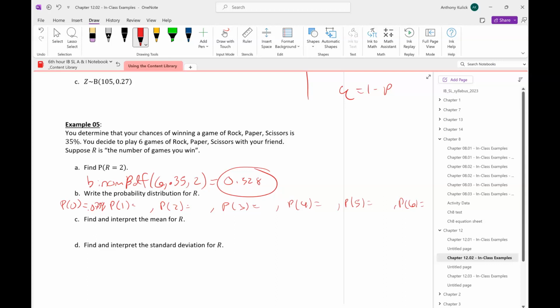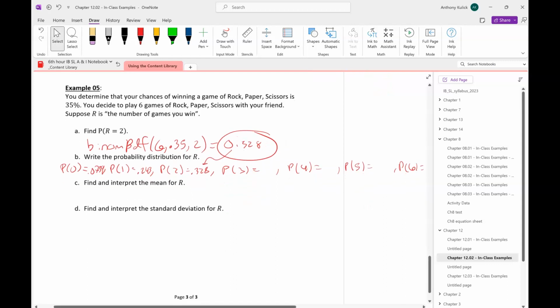So like 0.0754, 0.243, 0.328, notice that. I'm going to skip writing the rest of these out. One thing worth noting is because you're rounding, is this going to equal exactly 1 if you round these numbers? It might not. You might be off by, like, a hundredth or a thousandth, one way or the other. It's not the end of the world. Don't get bent out of shape there.